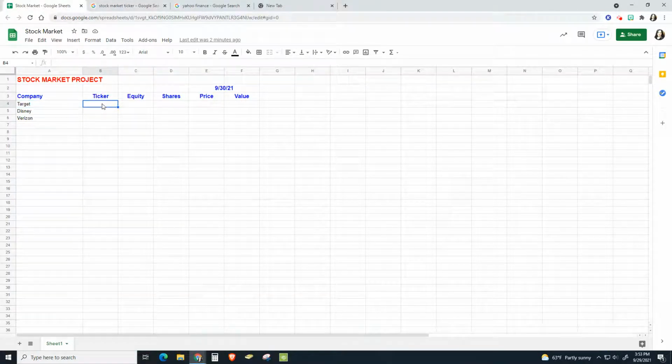For example, I know that Target happens to be TGT. I think Verizon is VZ. I haven't done this in a while. And we'll see with Disney. I was going to say Disney is DSN, but I could be wrong. So we'll see. The reason why I like doing that is that you can.